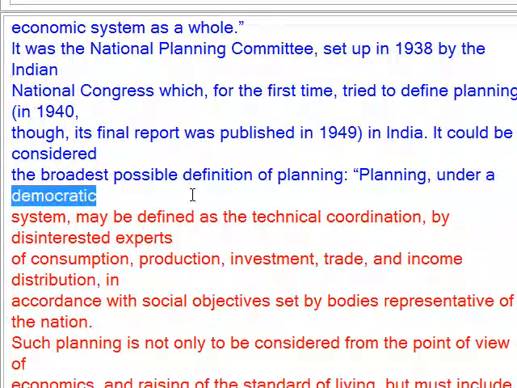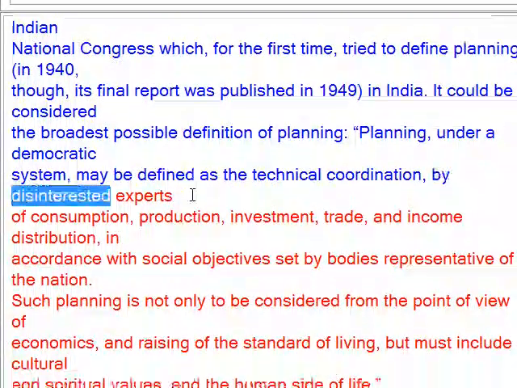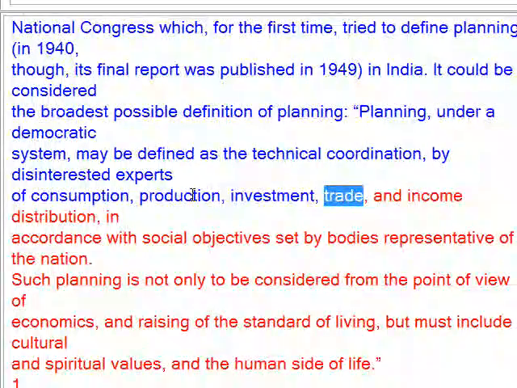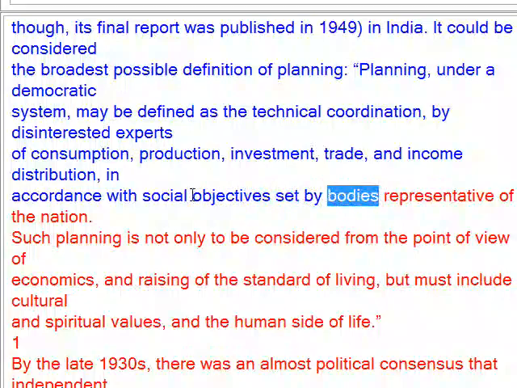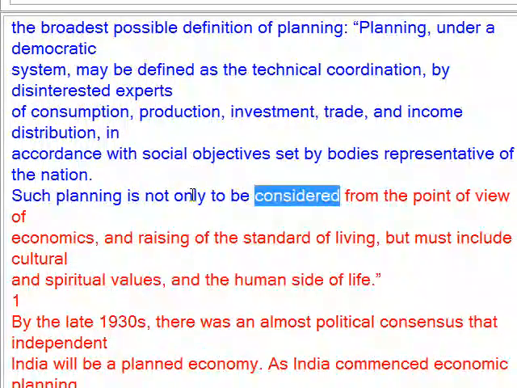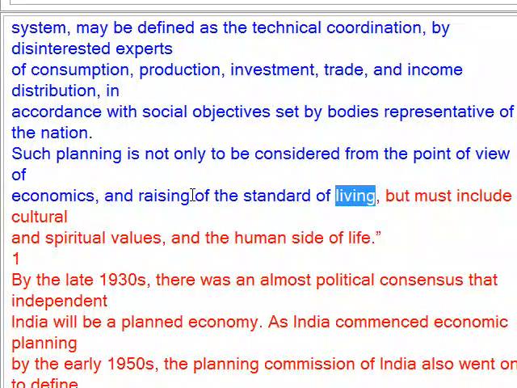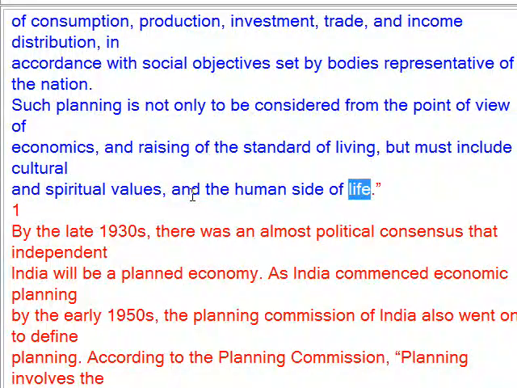Planning, under a democratic system, may be defined as the technical coordination, by disinterested experts, of consumption, production, investment, trade, and income distribution, in accordance with social objectives set by bodies representative of the nation. Such planning is not only to be considered from the point of view of economics and raising of the standard of living, but must include cultural and spiritual values, and the human side of life.